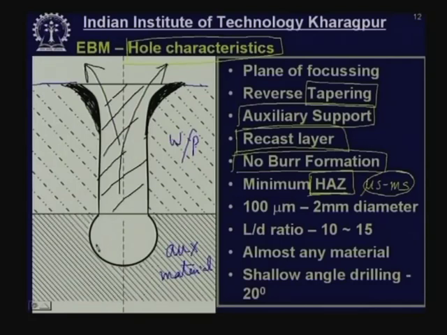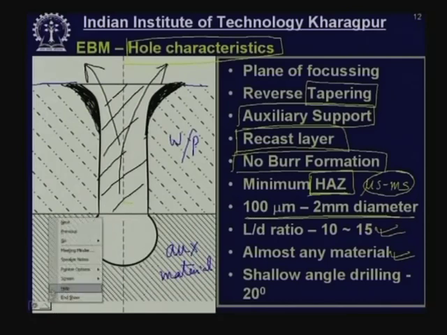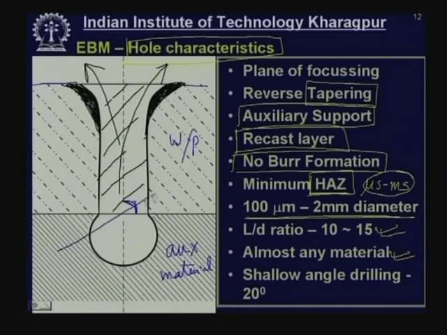Now, electron beam machining, as I have already indicated, is mainly used for drilling operation. In electron beam machining, you can get a diameter of 100 micron to 2 millimeter. L by D ratio achievable is 10 to 15, so it is very good. Almost any material can be machined. Here, we have shown the angle as 90 degree. But drilling can also be done at a shallower angle, a small angle of 20 degree. The plane of focusing generally is at the top of the material, but it can also be inside the material, and that can affect your tapering, leading to reverse tapering.